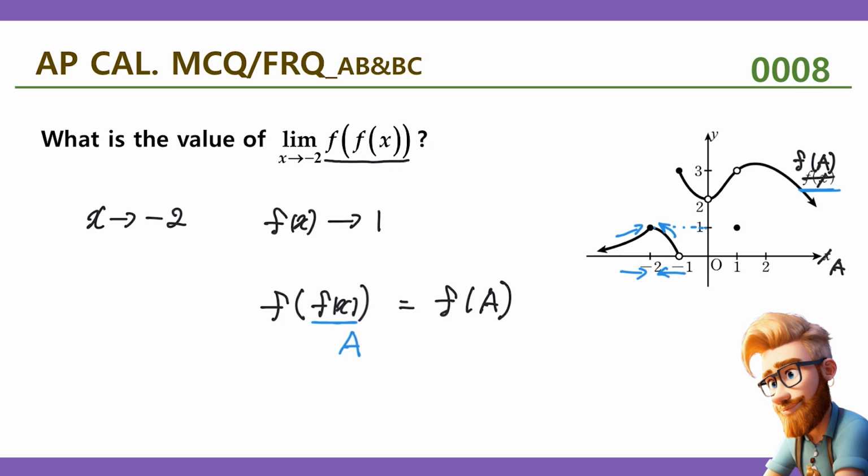Here, this capital A, which is equal to this, approaches 1, right? So as a approaches 1 from the left hand side, it approaches 3. What about from the right hand side? As a approaches 1 from the right hand side, it approaches also 3, right? So the limit value of this must be equal to 3. So the answer has to be 3.